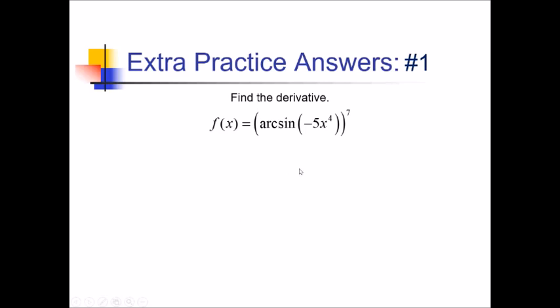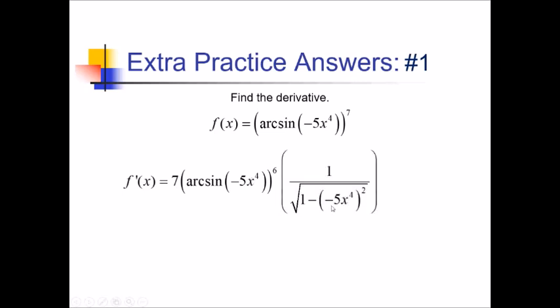For this problem, I'm trying to take the derivative of this expression. So we'll start by using the chain rule on the outermost function here, which is something to the 7th. Derivative of that is going to be 7 times this something to the 6th power. Moving into the next function, we now need the derivative of arcsine of something. That's going to be 1 over the square root of 1 minus something squared.